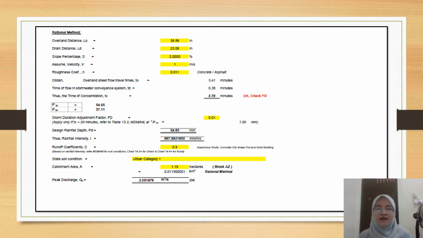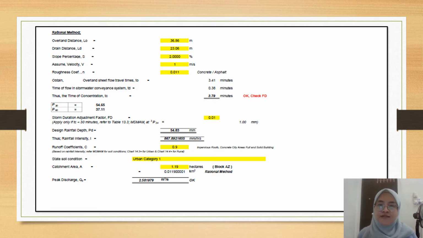Next, after determining that value, we need to use the rational method to calculate the peak discharge. So the values of overland distance and drain distance have been determined by referring to our drawing. While for the slope percentage, runoff coefficient and velocity, we have used the standard values by referring to the MASMA.